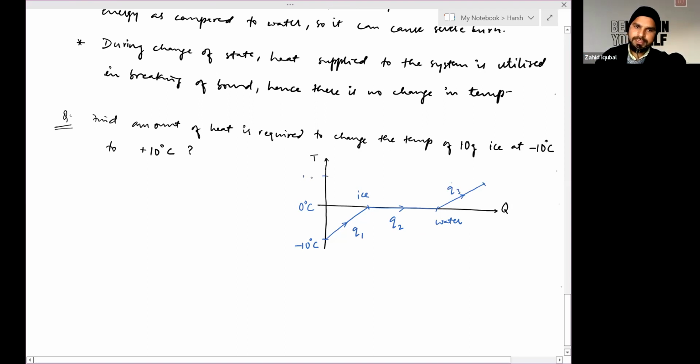So it will be plus 10 degrees Celsius. So we have to calculate Q1, Q2, and Q3 and just add them all. Is it clear? Yes, sir.